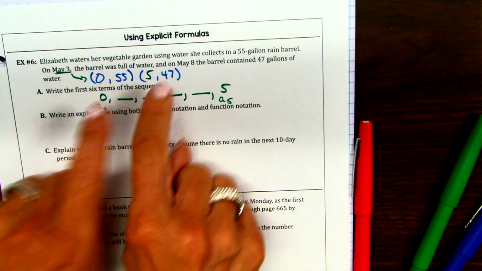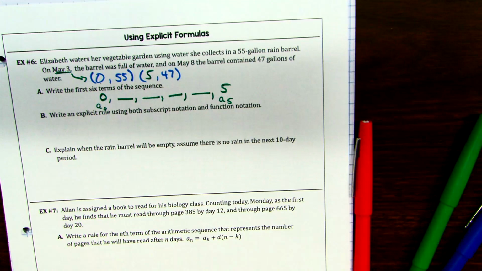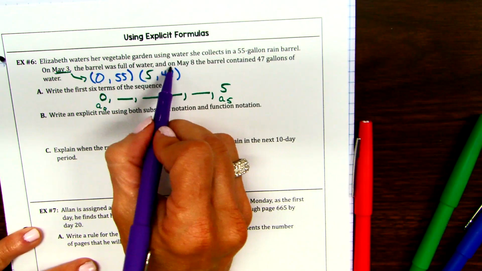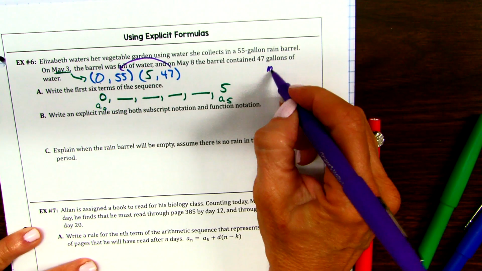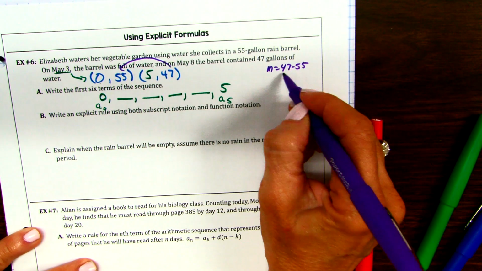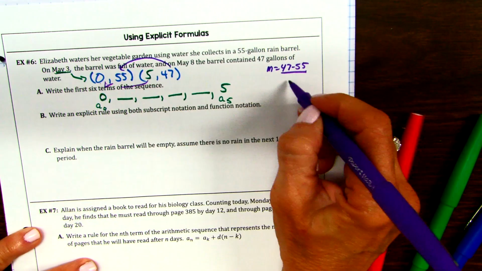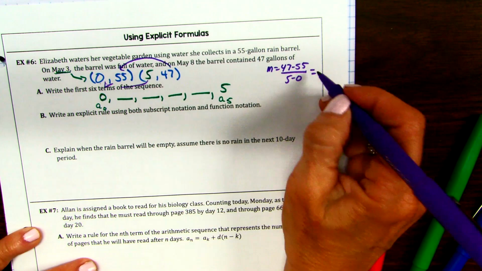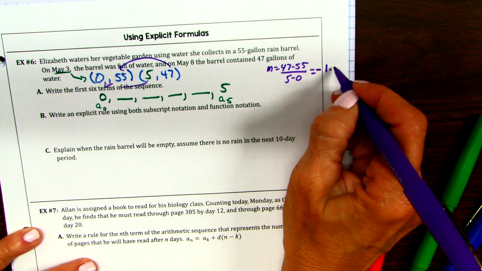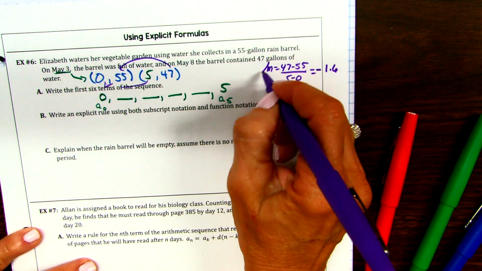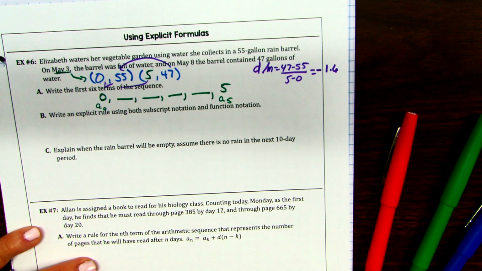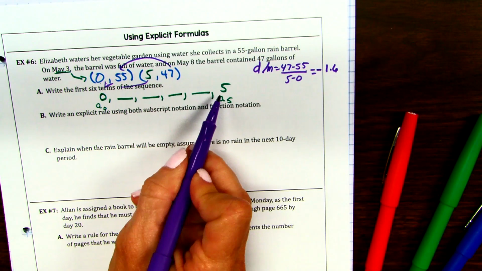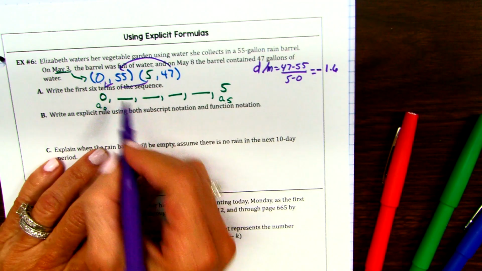So this goes back to if I have 2 points, I can find my M, which is the same thing as my D. So I'm just doing 47 minus 55 over 5 minus 0. Calculator work, trust me, you get negative 1.6. So M, D, same thing. So I'm going to subtract 1.6 the whole way. I, of course, did that for us.